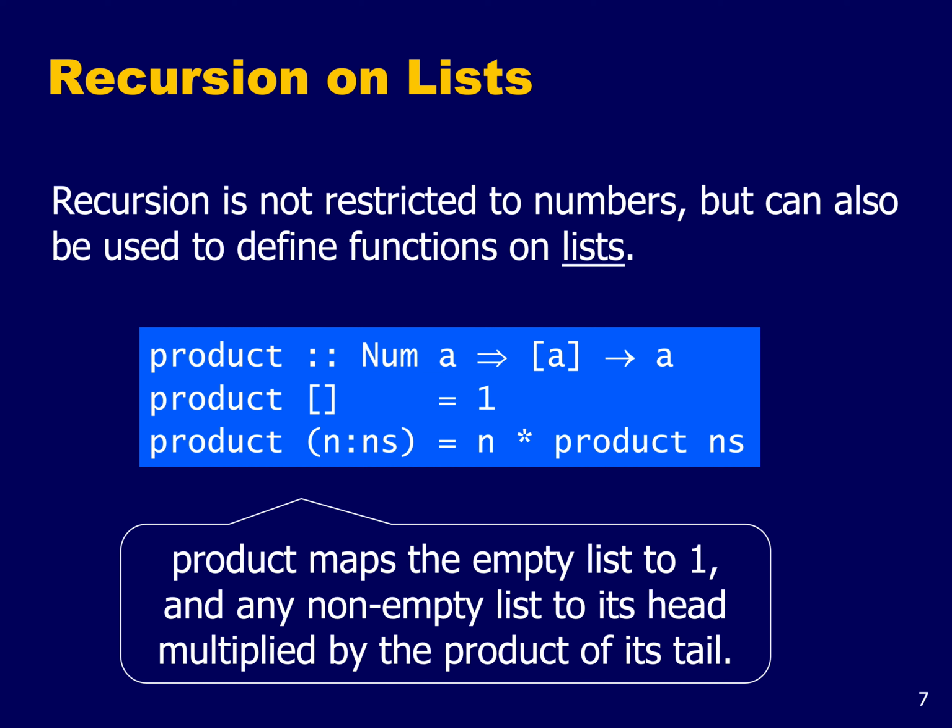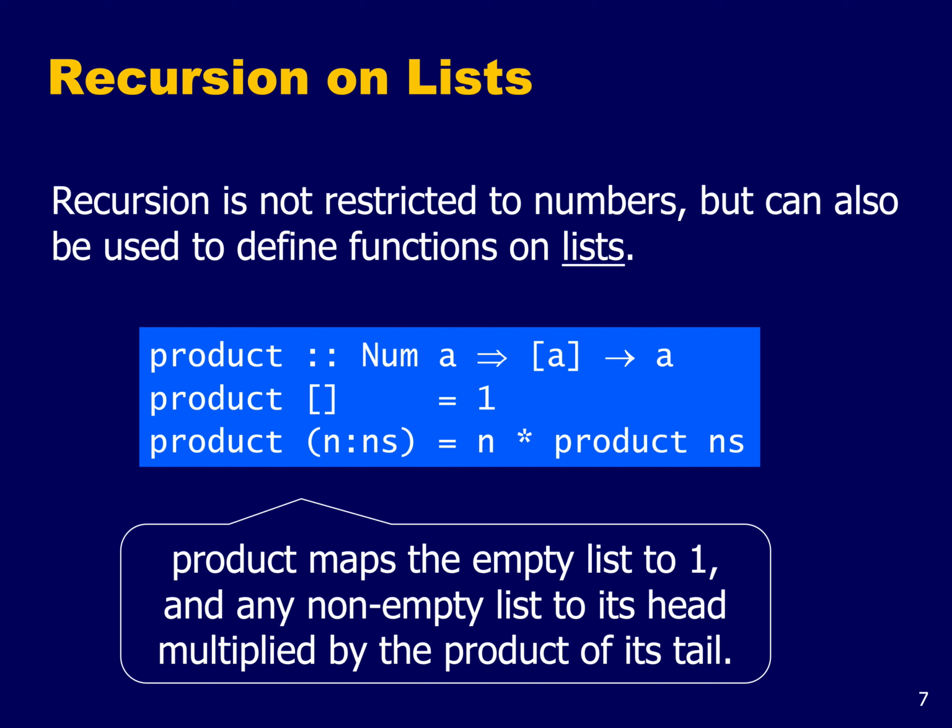So I've made the function product here flexible. It can take a list of integers or a list of floats or a list of doubles, any kind of numeric things. It can multiply them together, but it can't, for example, multiply a list of characters because the char type is not in the Num class. So that's everything we need to know about the type.